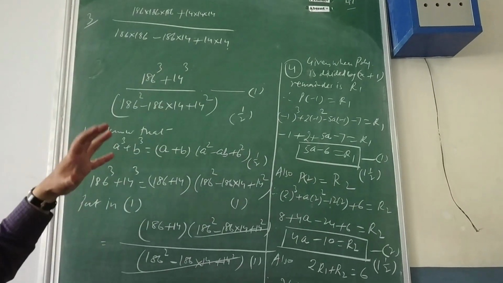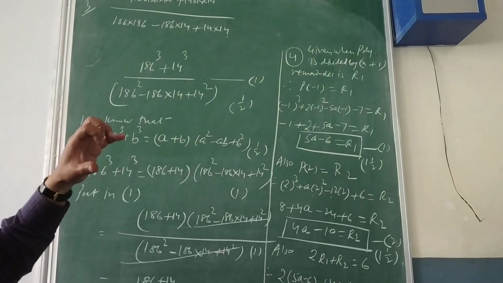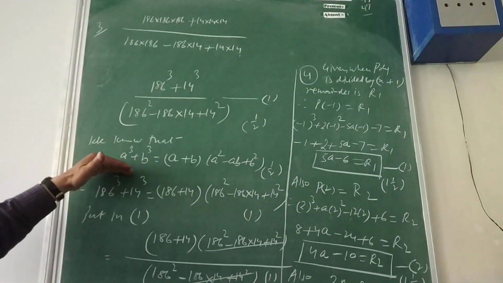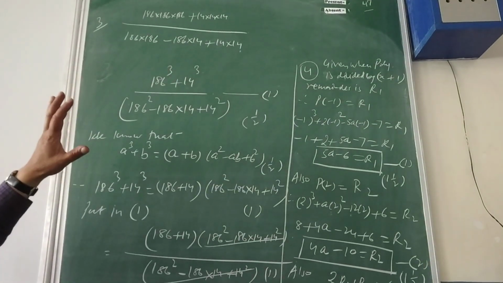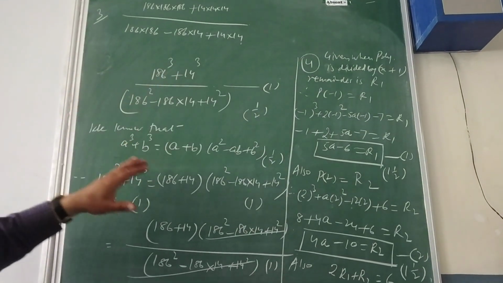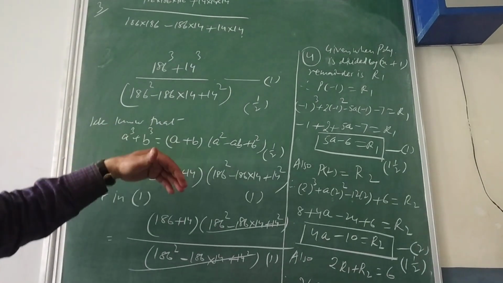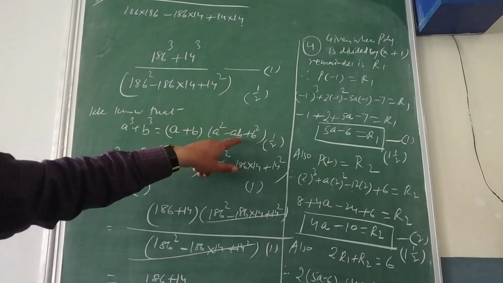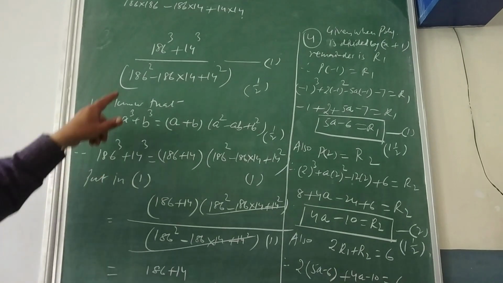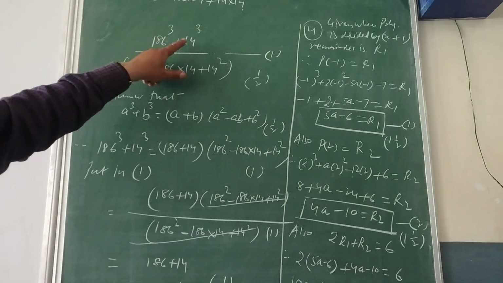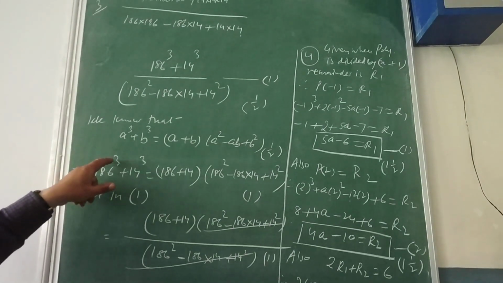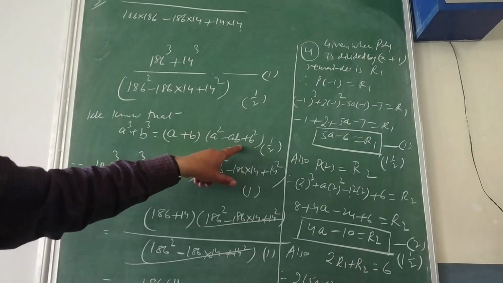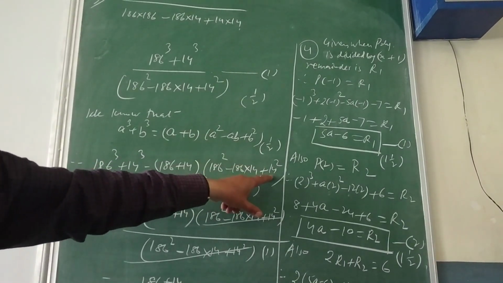So when I check the numerator, I have to identify the identity which I can apply. So very clearly I know this is lying in the form of a cube plus b cube. Then it is essential to write down which identity I am going to apply here, and then I will get it factorized, and then if any cancellation is possible I will get the answer finally. So a cube plus b cube I know is equal to a plus b into a square minus ab plus b square, and then my a is 186 and b is 14 here. So 186 cube plus 14 cube in terms of a and b, 186 plus 14, a square means 186 square, a into b means 186 into 14 and b square means 14 square.